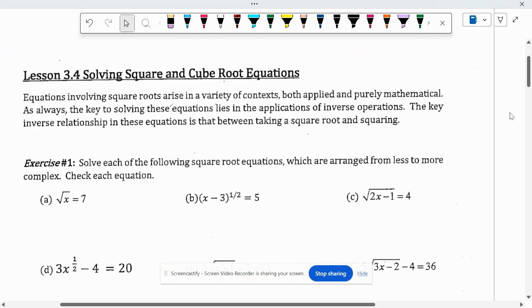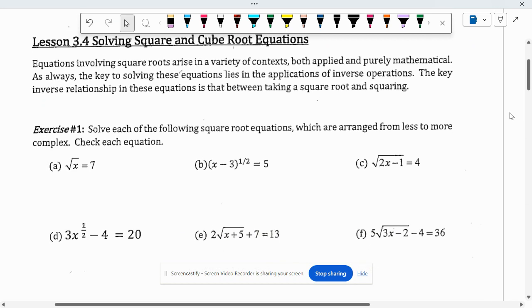So step number 1, you always want to make sure that you have the square root or the cube root isolated. And by that, we mean you have it all by itself. So when you look at example A, it says the square root of x equals 7. Is the square root of x all by itself? Is there anything else on that side of the equal sign with it? No, it's all by itself.